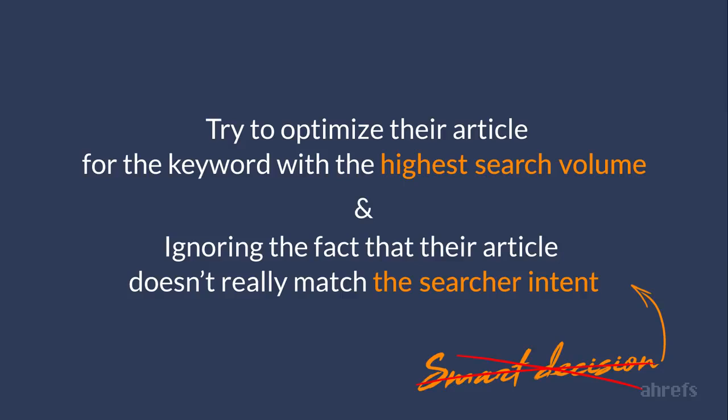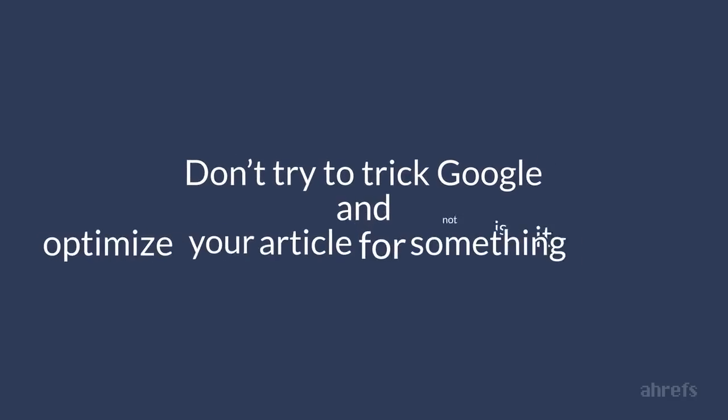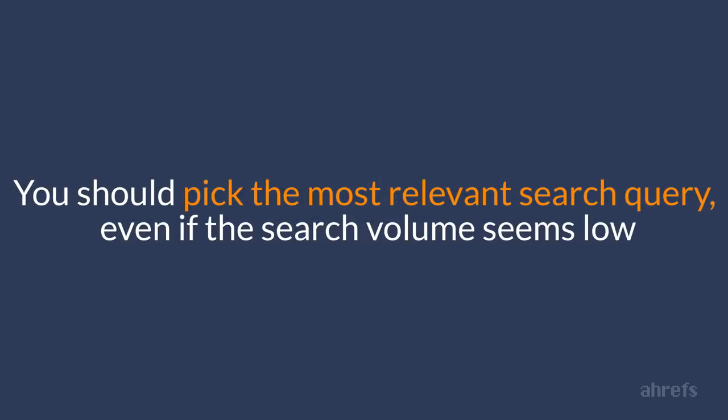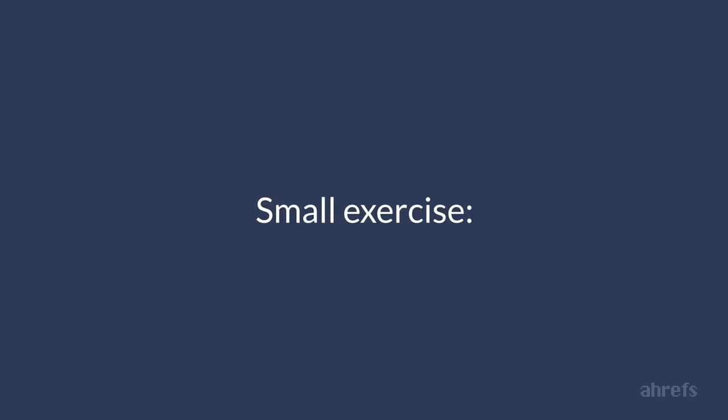So if you have a great article idea, but there's not much search demand for the topic, don't try to trick Google and optimize it for something it is not, a broad topic with high search demand. You should pick the most relevant search query, even if the search volume seems low. At least this way you get a good chance of actually ranking for that keyword and getting some highly relevant search traffic.